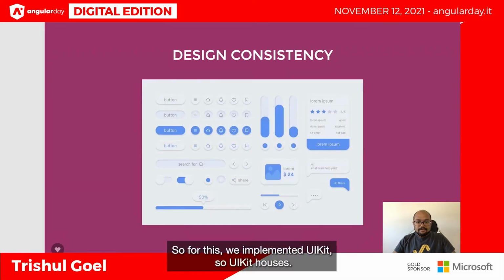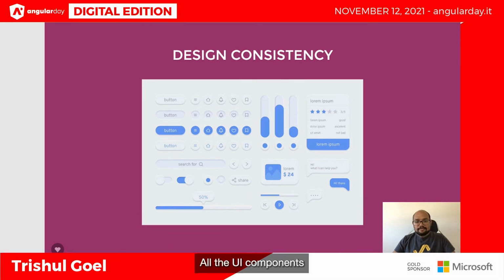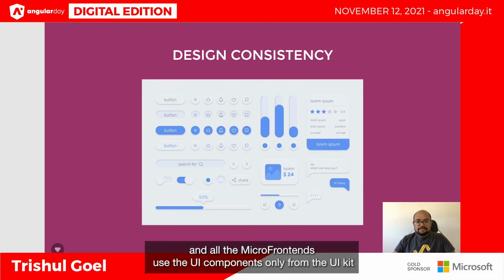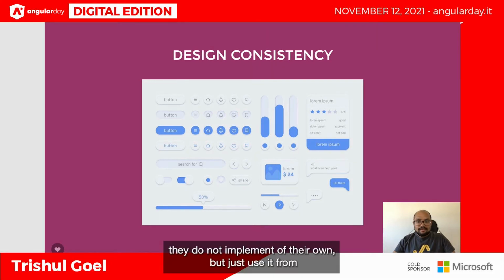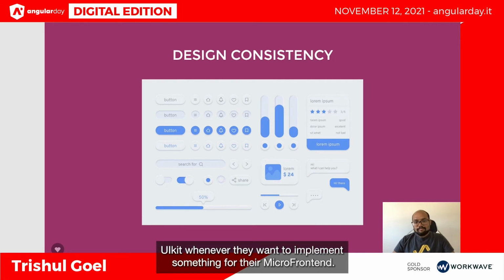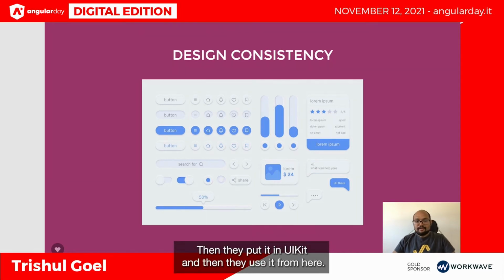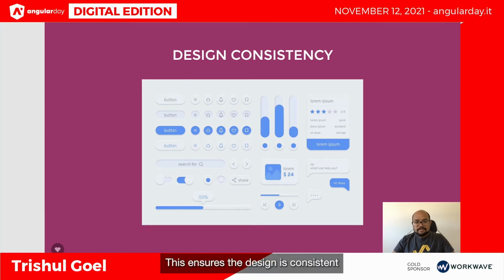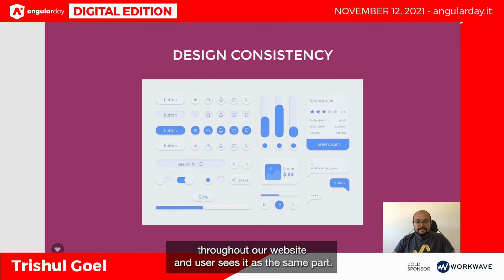So for this, we implemented UIKit. UIKit houses all the UI components, and all the microfrontends use the UI components only from the UIKit. They do not implement their own, but just use it from UIKit. Even if they want to implement something for their microfrontend, they put it in UIKit and then they use it from there. This ensures the design is consistent throughout our website and the user sees it as the same part.